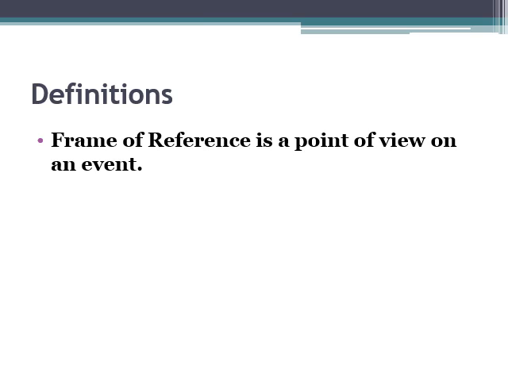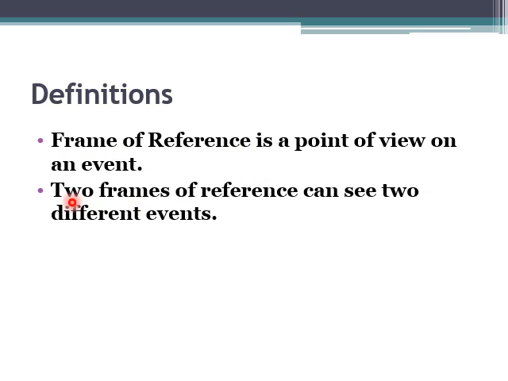So we have to talk, first of all, about whose frame of reference we are referring to when we start talking about motion. Two different frames of reference can see two different events. For example, the person inside the car would see the person outside the car moving north, and the person outside the car sees the person inside the car moving south.